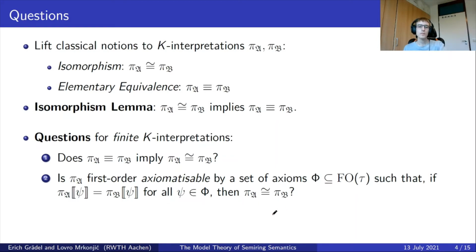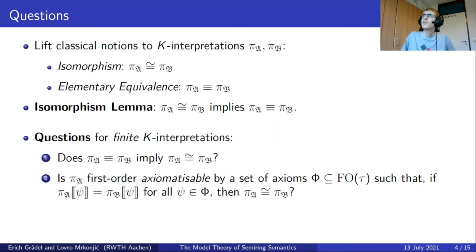But we will show actually in this talk that this is not the case. So this result doesn't lift from standard semantics to semiring semantics, and we will see that it doesn't hold, for example, in min-max semirings. However, we will also see that it holds in some semirings. So in the Viterbi semiring for confidence scores, we can actually build an axiom system for each Viterbi interpretation. However, we can even ask more questions.